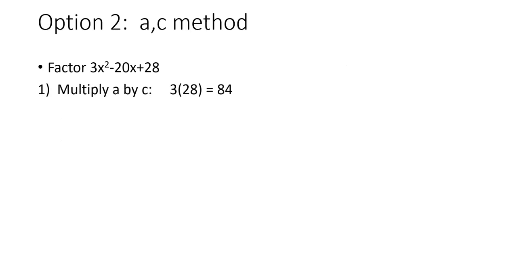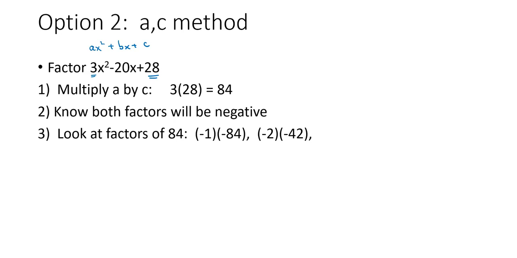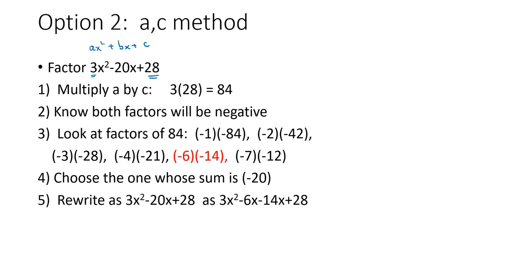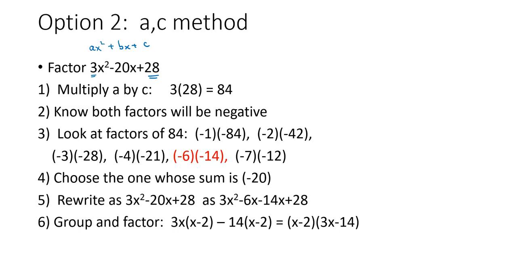All right, the second method is called the AC method, and we get that because if I think of this as ax squared plus bx plus c, the a is the number before the x squared, the c is the number at the end. So you multiply those two numbers together, and you get a value. And then you look for all those factors, in this case of 84, which is a pretty big number. Once you find those factors, then you have to find the factors that add up to the middle term, which is negative 20. That allows you to split that negative 20x into two terms, negative 6x and negative 14x, and then you factor by grouping, and you get the same answer.